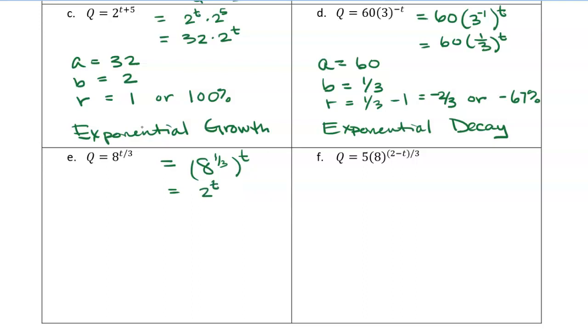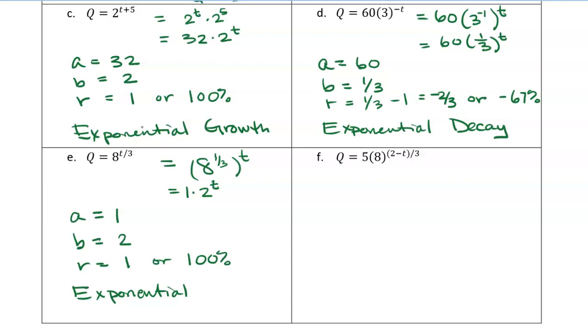Now, what is a? I can always write this as 1 times 2 to the t, so a is actually 1. And if you're not sure, just put t equals 0 in. If t is equal to 0, 2 to the 0 is 1, so the initial quantity is 1. b, the growth factor, is 2. r is equal to b minus 1, which is 1, or we could write it as 100%. It's a 100% increase. So this is again exponential growth.